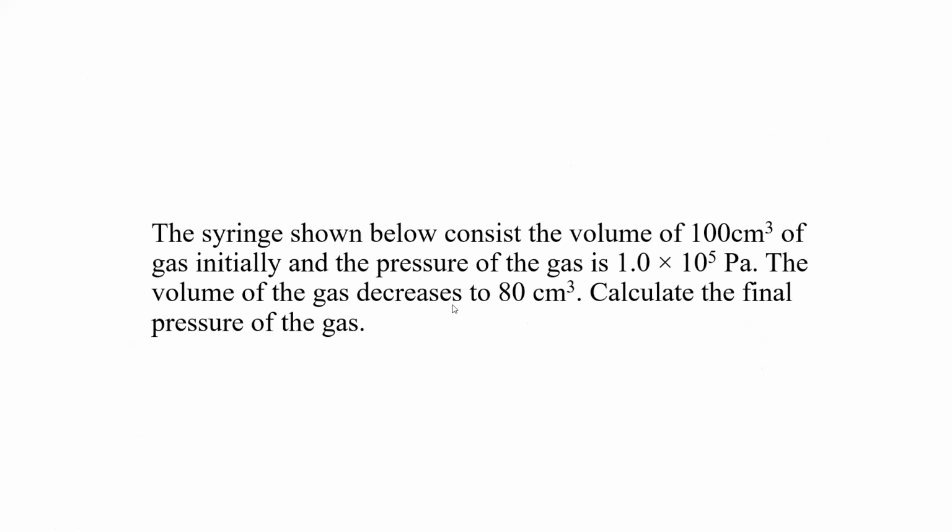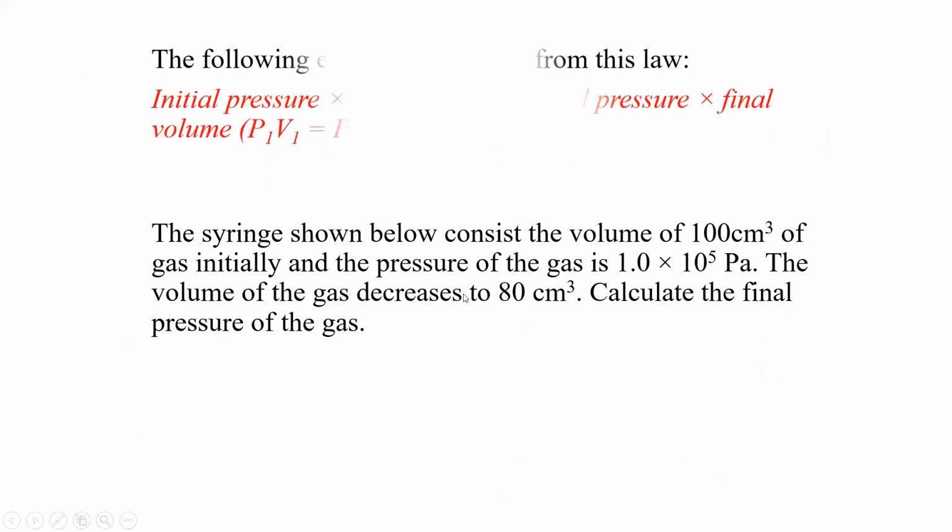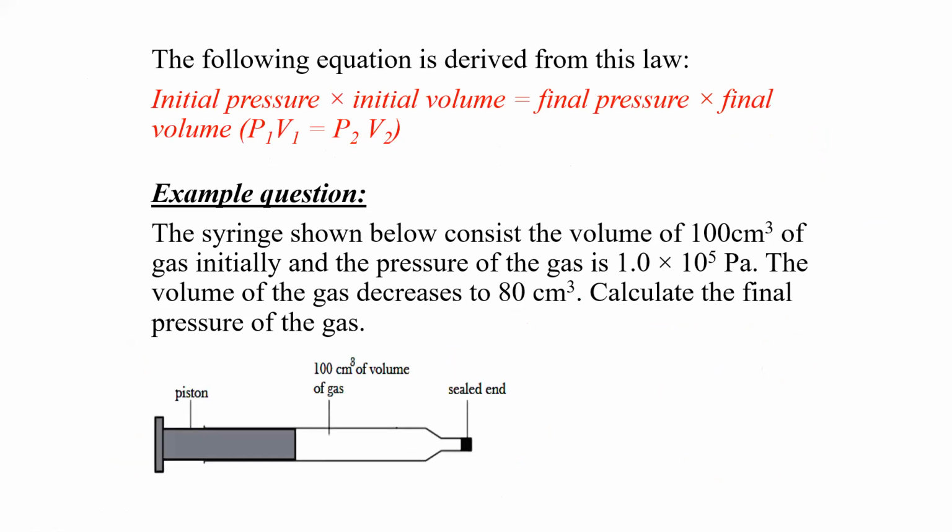Another question, as you can see, in this question, a syringe is there which consists of 100 cm cube of gas initially. So when they say 100 cm cube of gas initially, that is V1. And the pressure of the gas is 1 exponent 5 Pascal, that is P1. The volume of the gas decreased to 80 cm cube. So the new volume is 80. We have to calculate the final pressure.